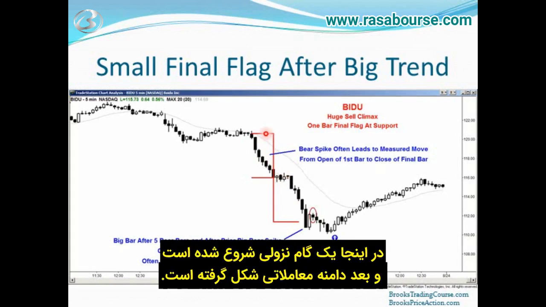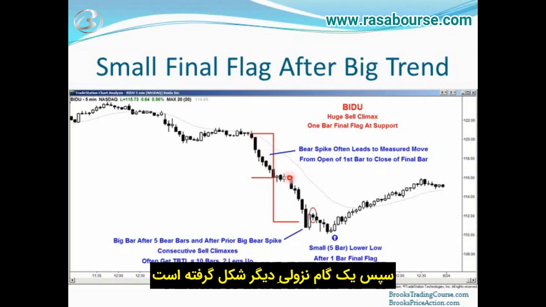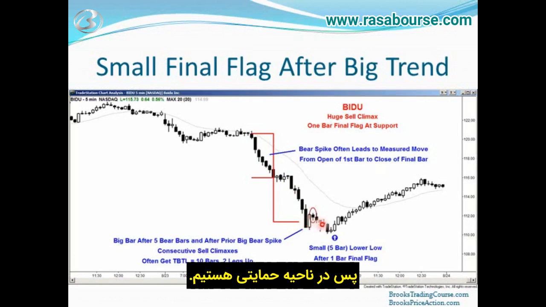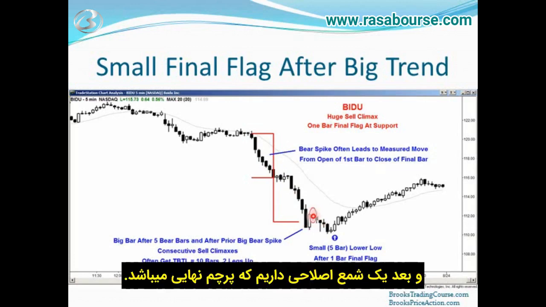So we have a bear leg starting here, and then a trading range, and then another leg. Here's the measured move down. So we're in a support area, and we have consecutive sell climaxes, and we have a 1-bar potential final flag.